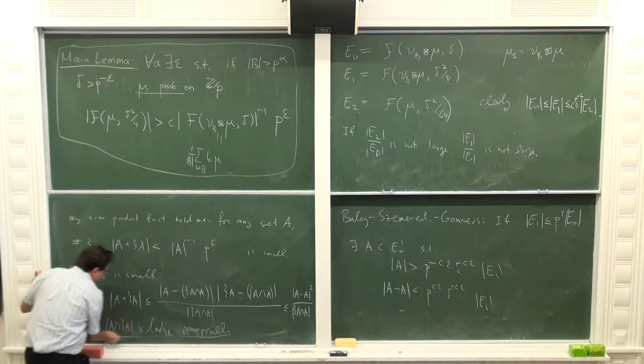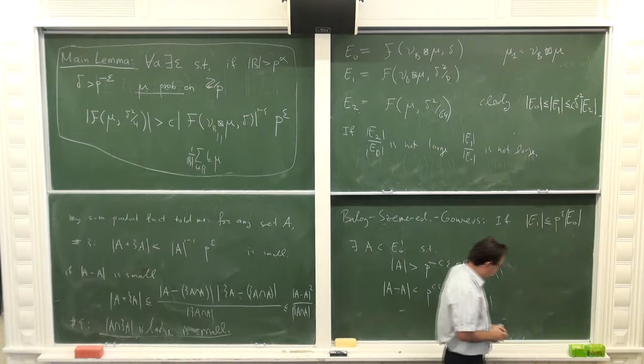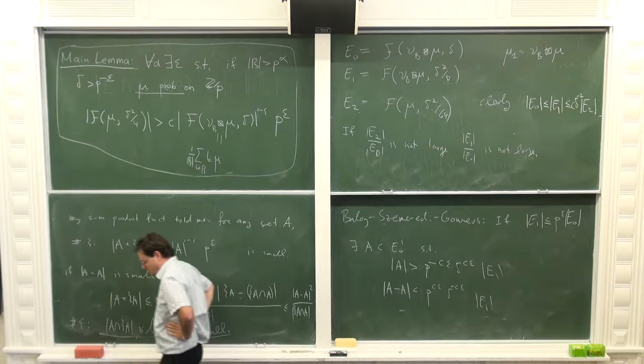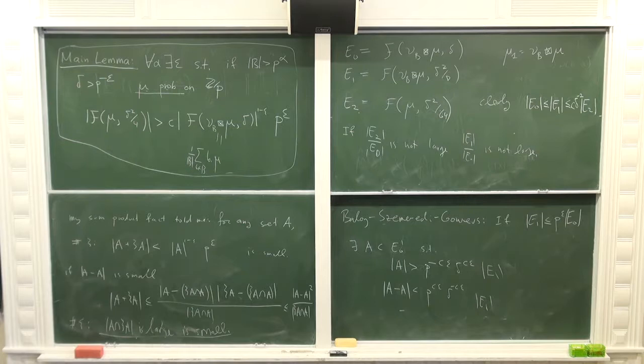And now if you work out the definition of E2, and E2 is related to E1, which is a nice calculation, you could actually easily deduce from that that, assuming that E1 was not much bigger than E0, then E2 has to be much bigger than E1. And that finishes the proof of this main lemma.